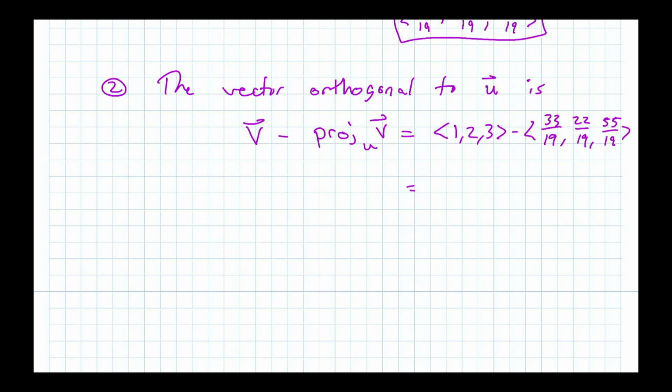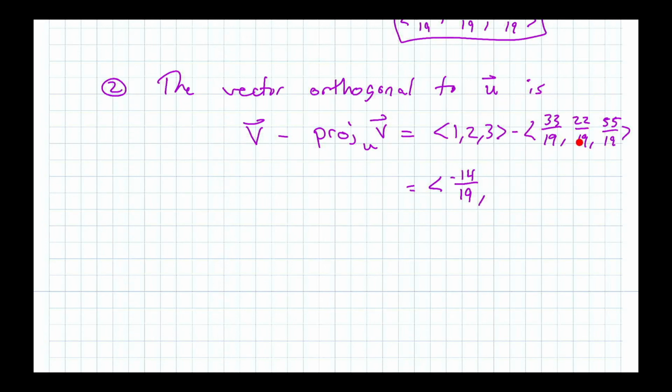1 minus 33 over 19. How come I'm not getting fractions on this stupid calculator? Okay, now I am. Negative 14 over 19. And then, so this is subtraction here, right? So I'm actually subtracting 1 minus 33 over 19. It's negative 14 over 19.